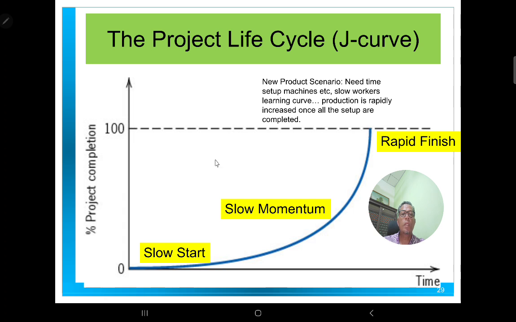So in this case, the time needed to set up machines and also the slow workers' learning curve incur this kind of project life cycle. But once the setup of the machine has been completed, and the workers have picked up all the necessary knowledge to implement the project, the production will rapidly increase once everything is set up properly. So this is a project life cycle as compared to the S-curve.